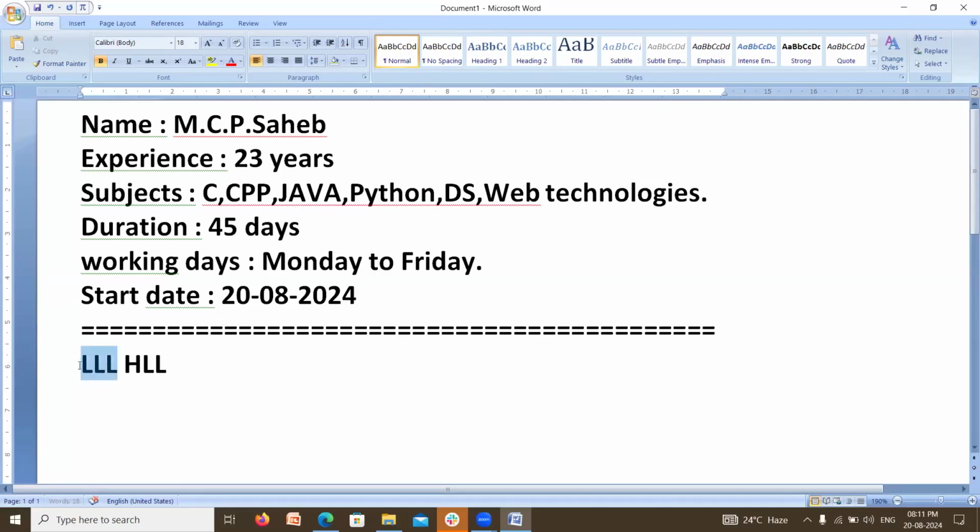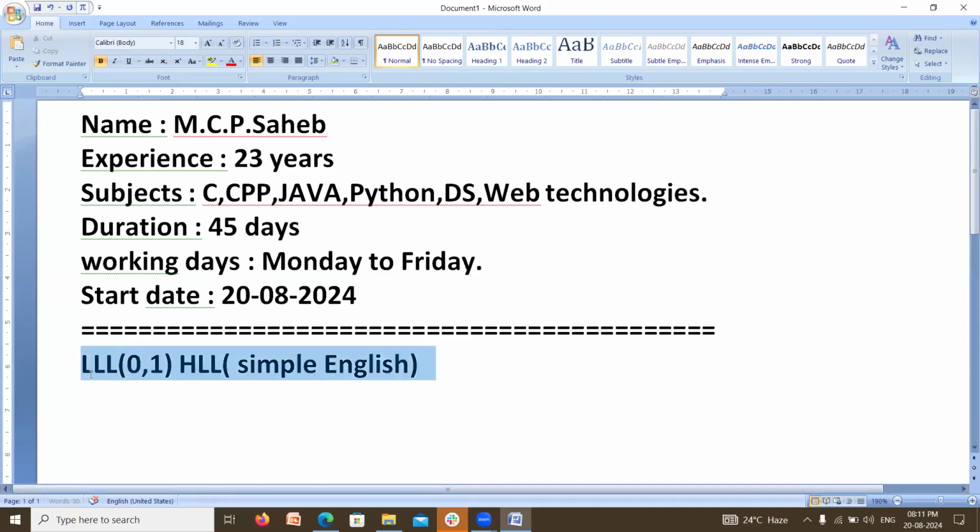Low-level language means it was written using the binary language. It comprises only zeros and ones. It contains 0 or 1, that's it. But it is very hard to understand, hard to remember, hard to learn also. Then high-level languages were introduced. In high-level languages, we will use simple English words. It is very easy to understand, easy to listen to, easy to remember also. So high-level languages are very popular.